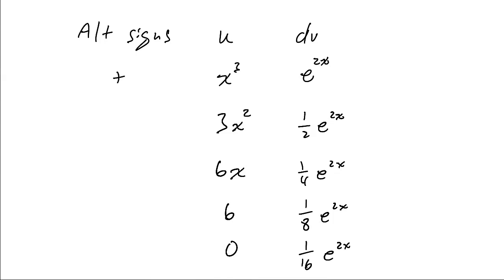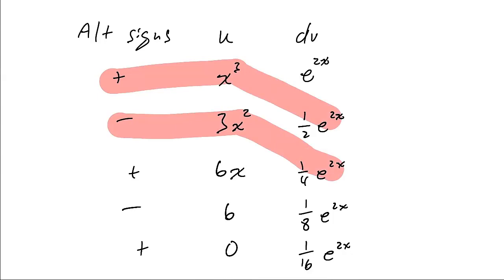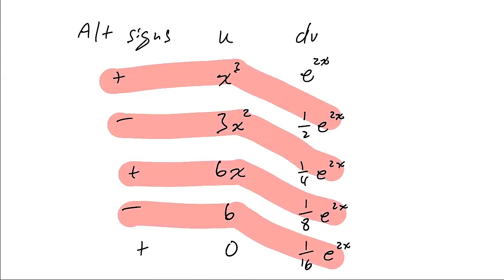My alternating signs always start with a positive, and then alternate them. Right? That's why it's called alternating signs. And then for my answer, I'm going to go over, down, over, down, over, down, over, down, until I get to my 0. So this one, I will have 4 separate terms.